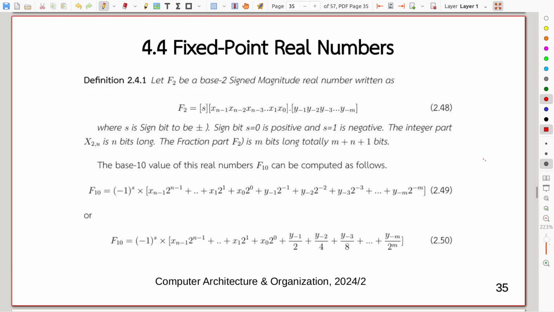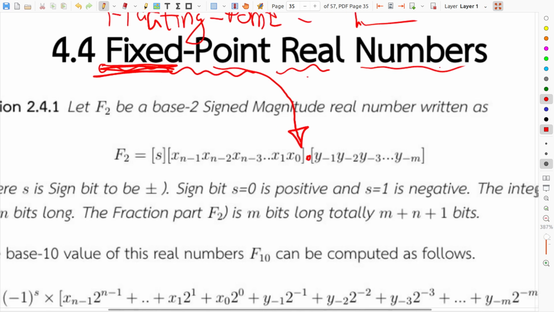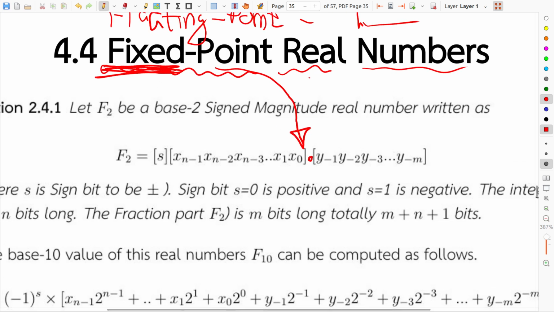Okay, this is about fixed point real numbers that we need to study before we go to the next topic, which is the floating point real number. Fixed point means this decimal point here is fixed, it is not moving.